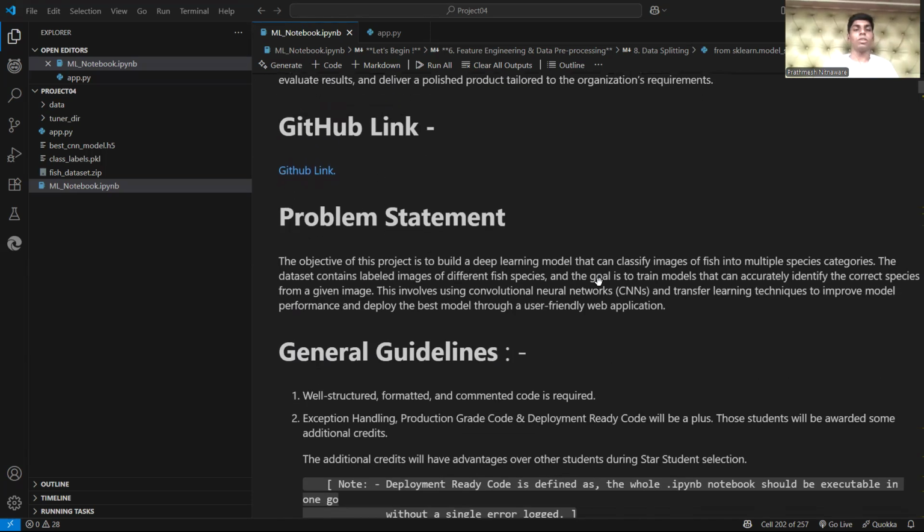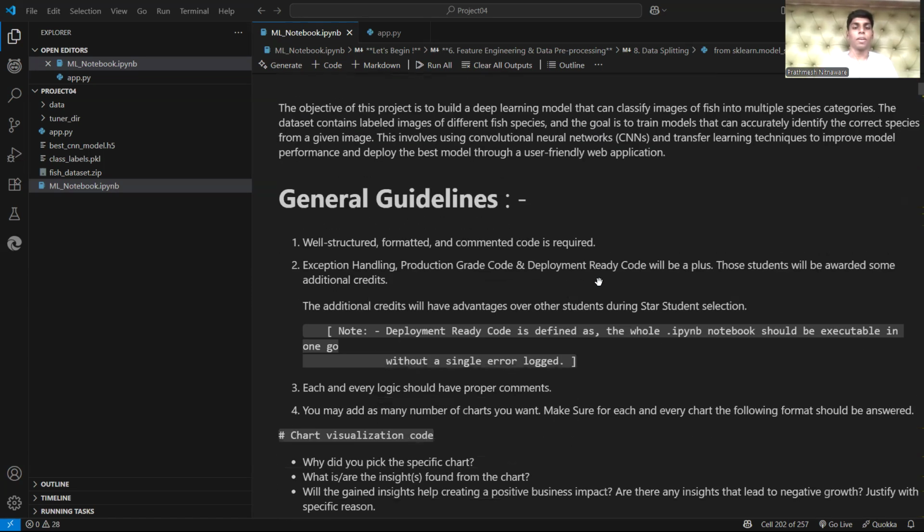The problem statement was the objective of this project is to build a deep learning model that can classify images of fishes into multiple species categories. The dataset contains labeled images of different fish species. The goal is to train models that can accurately identify the correct species of the given image.